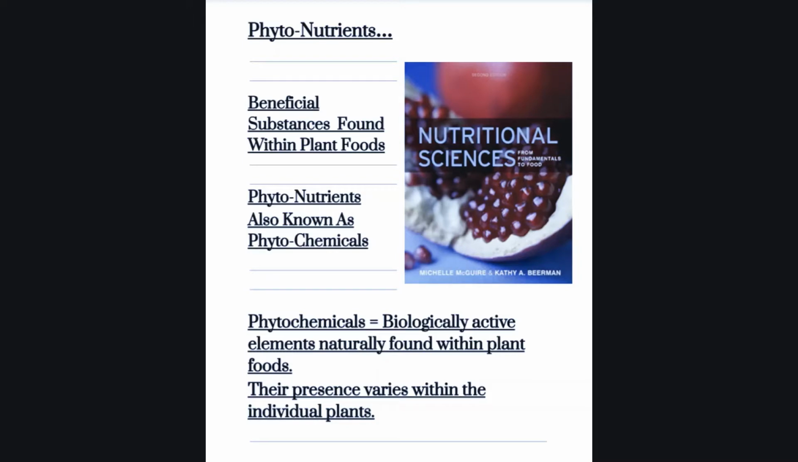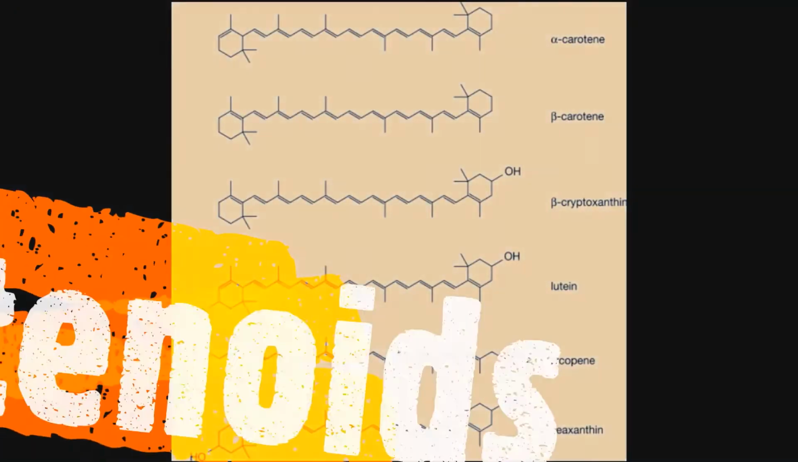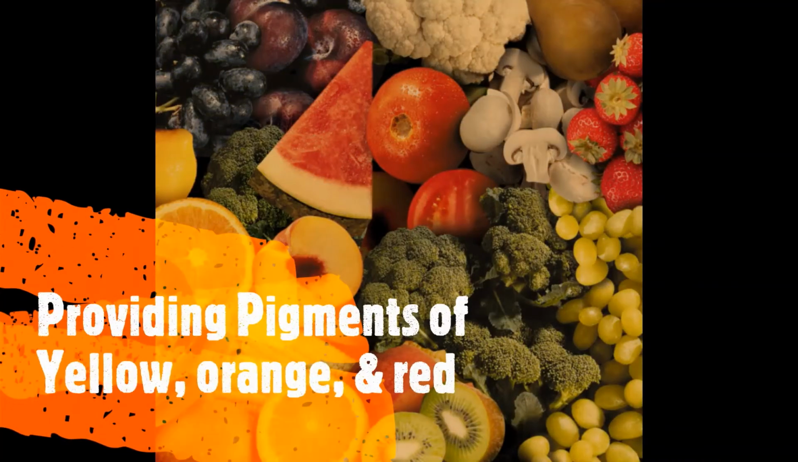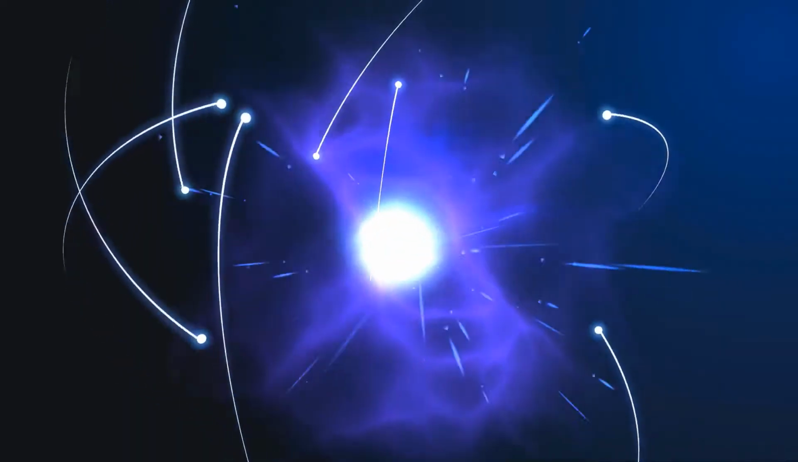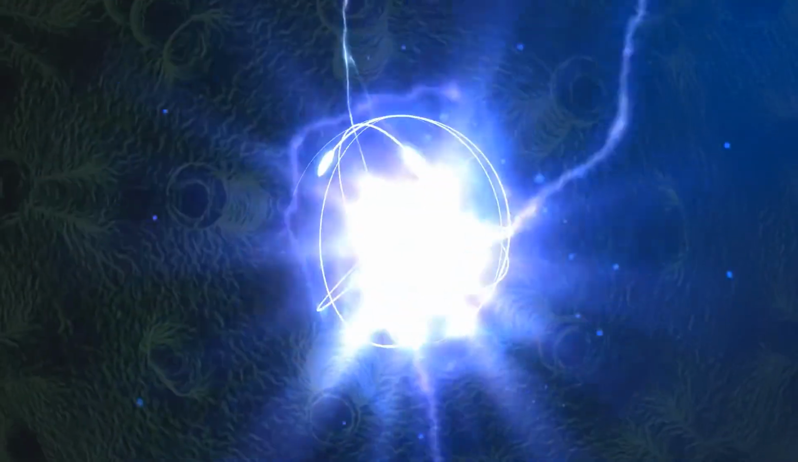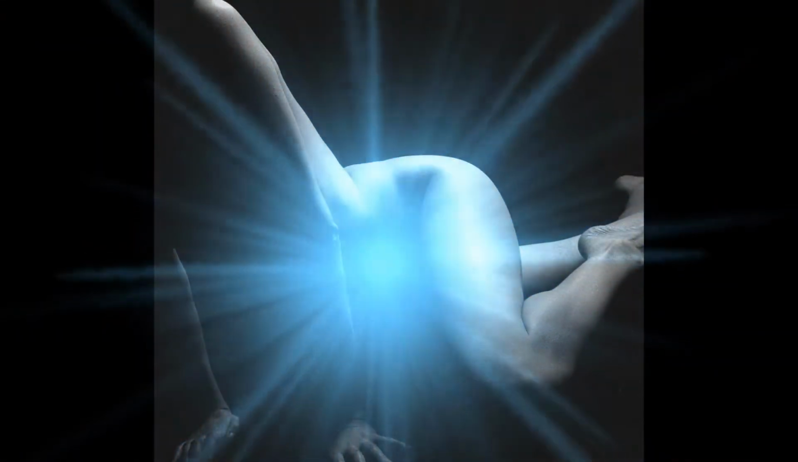Furthermore, to continue on the phytonutrients, there are more than 600 carotenoids providing the pigments that color our world. This will include the yellow, orange, and red colors in the fruits and the vegetables. Carotenoids behave as antioxidants within our body, tackling those harmful free radicals discussed earlier that damage the tissues that make up the body.